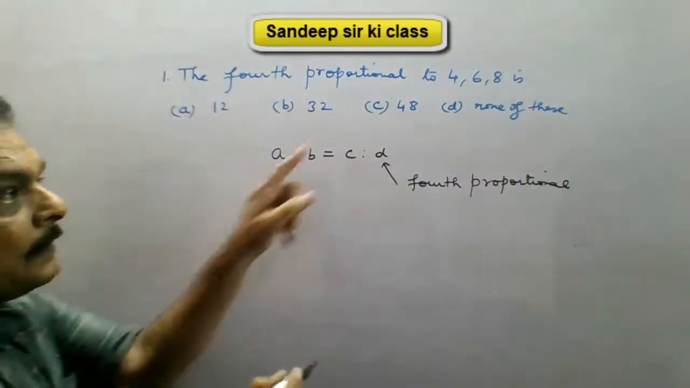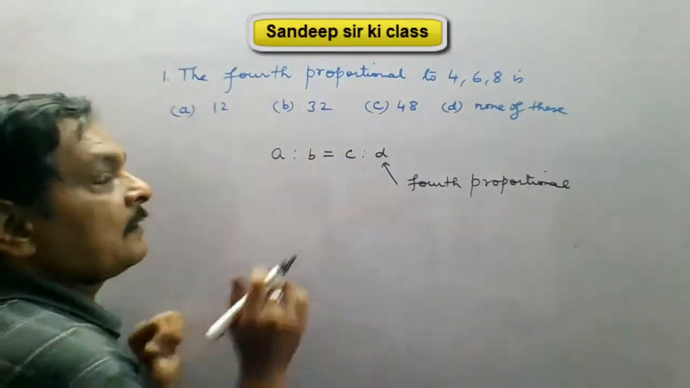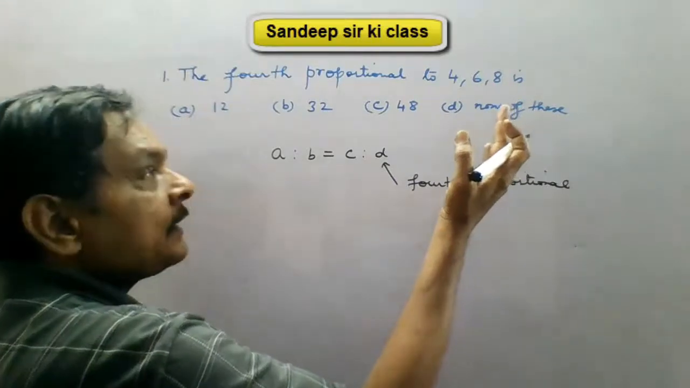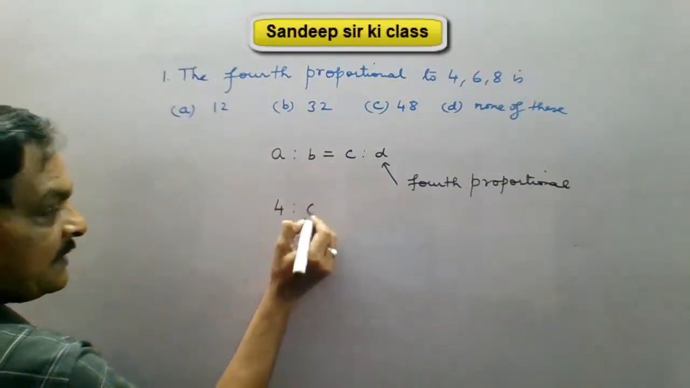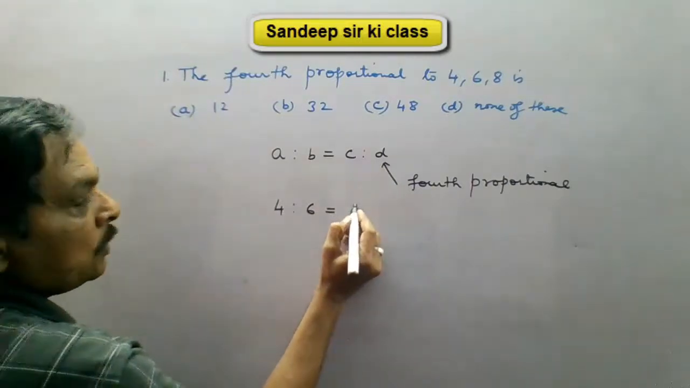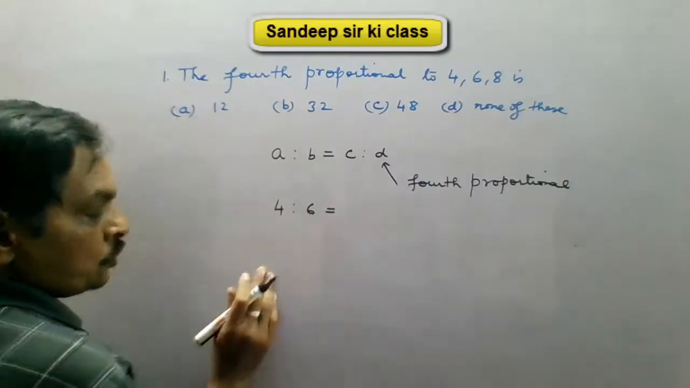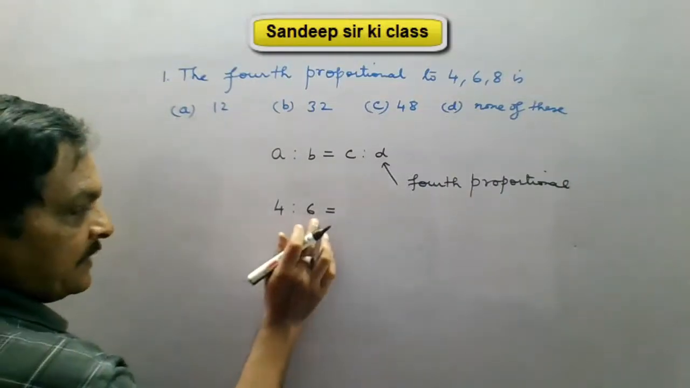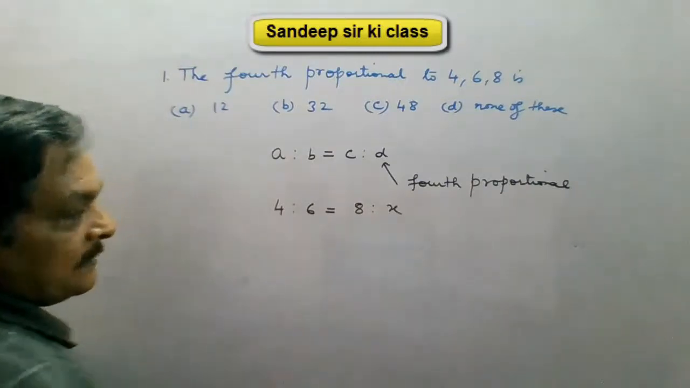So here 4, 6, 8 are three terms given. Let the fourth proportional be x. So 4 is to 6 should be equal to 8 is to x.